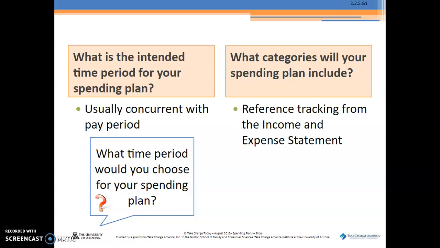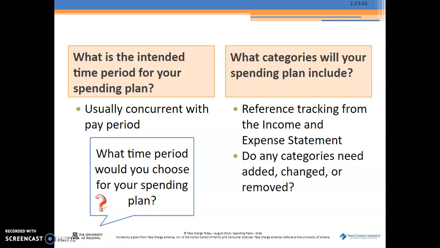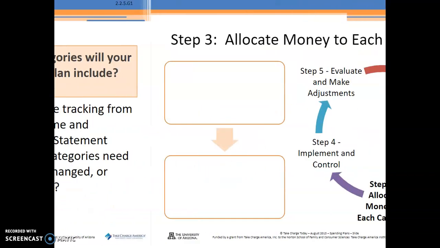What categories will your spending plan include? Reference tracking as income and expense statements. So which of those are going to apply to you, which ones do not? Omit the ones that are not going to apply to you and then allocate funds to the ones that will. Do any categories need to be added, changed, or even removed? Maybe there are categories that you need to add that are not on that template. Remember, that template is just a guide. You can personalize it, manipulate it for your particular needs.